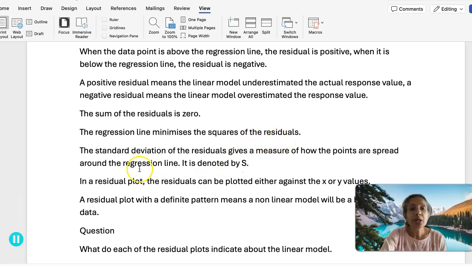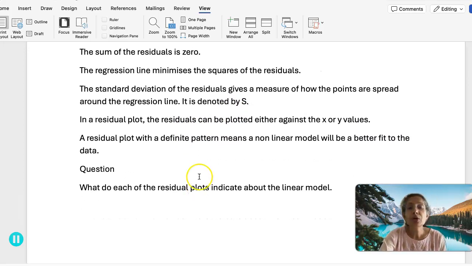The sum of the residuals is always 0, and a regression line minimizes the squares of the residuals. The standard deviation of the residuals gives a measure of how the points are spread around the regression line. It is denoted by capital S. In a residuals plot, the residuals can be plotted either against the x or y values. A residual plot with a definite pattern means a non-linear model will be a better fit for the data. So you need to remember all this in problem solving.